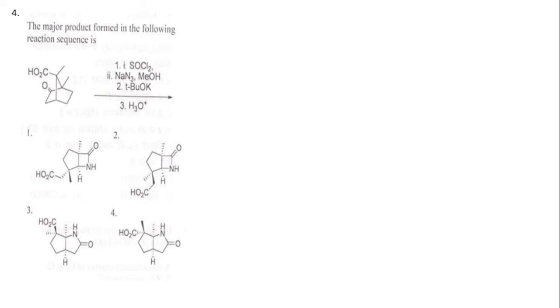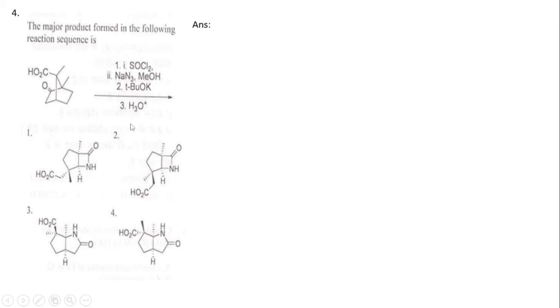The next problem is the major product formed in the following reaction sequence. They are given plenty of reagents: first, sulfonyl chloride, sodium azide, and methanol. Second is potassium tert butoxide, which is acting as a base. And number three, hydrolysis will occur.